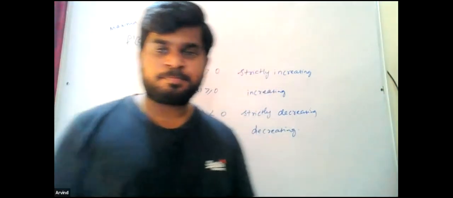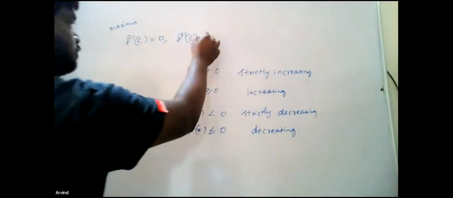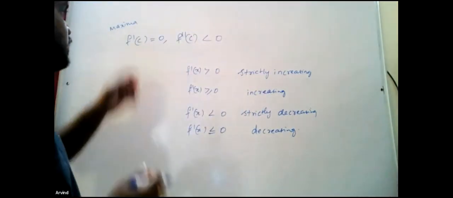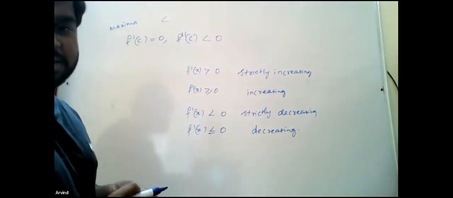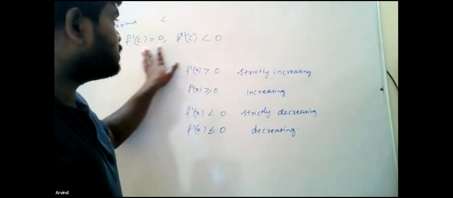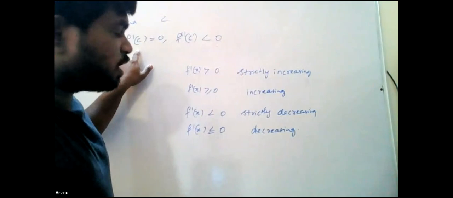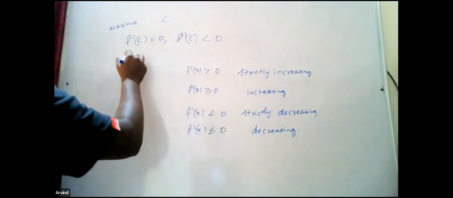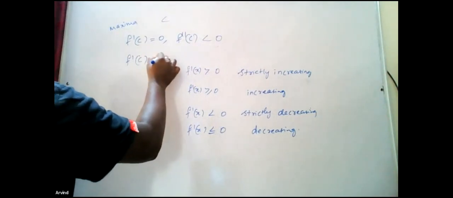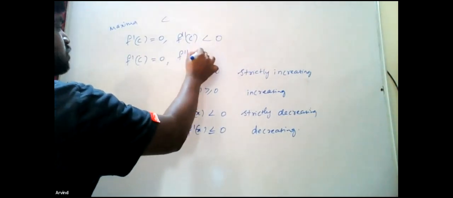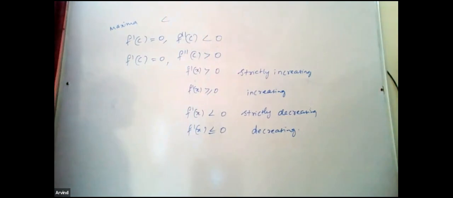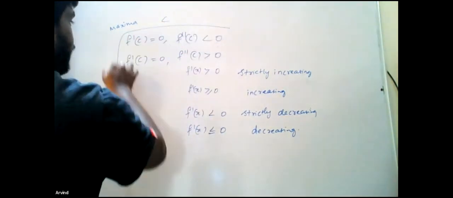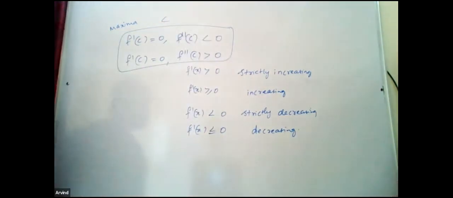Forgot? It should be less than 0. Okay, if c gives you a maximum value, then this condition should be satisfied: f dash of c should be 0, and f double dash of c should be less than 0. Again, for a minimum, f dash of c should be 0. Opposite, f double dash of c should be greater than 0. This is the condition which we'll be using to find the maximum and the minimum values.